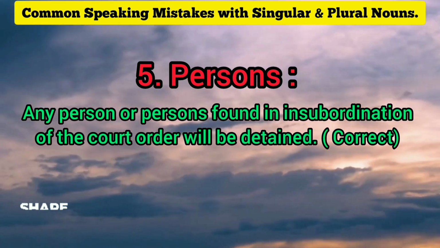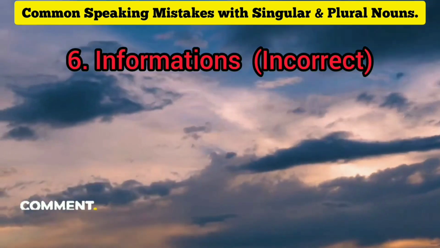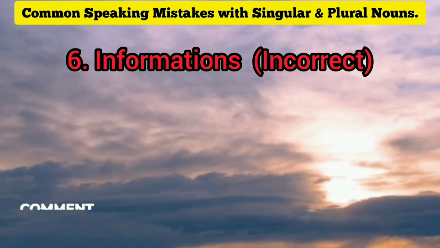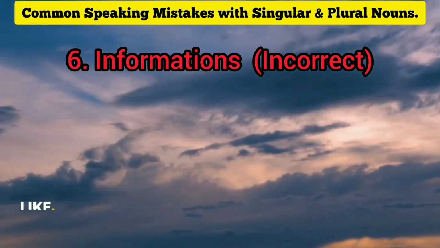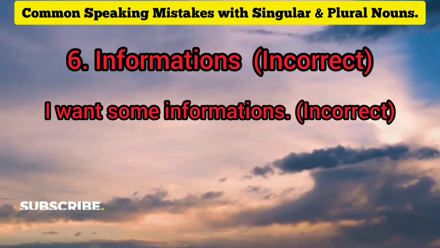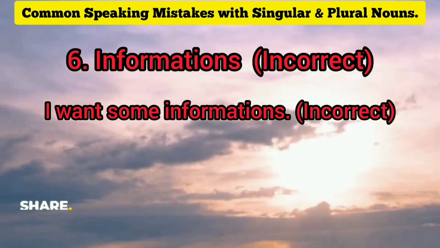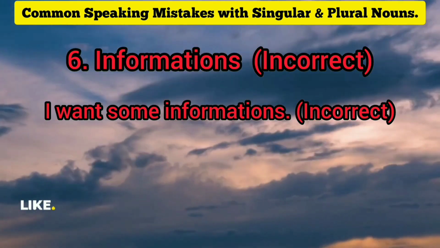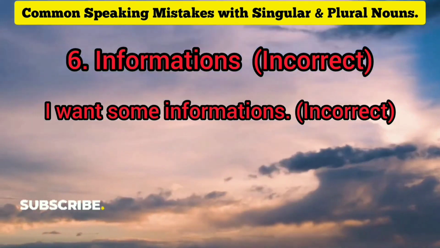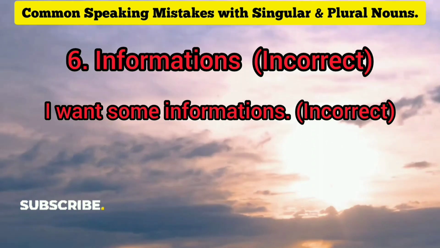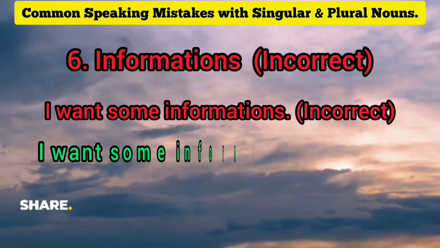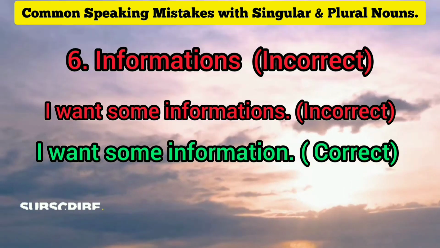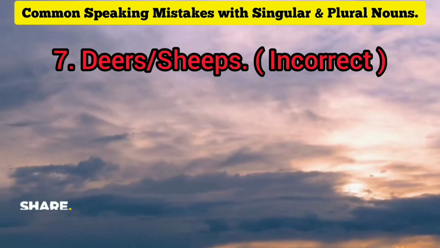So up next we will see the next one, number 6. This is also commonly mistaken. Informations. It's totally incorrect. As you see the example, I want some informations. It is totally incorrect because information is an uncountable noun, so we don't have to add s. It is really uncountable. So the correct one is I want some information, not I want some informations.